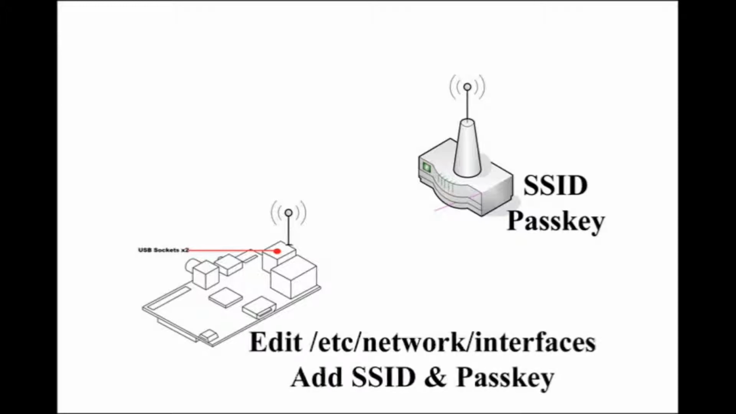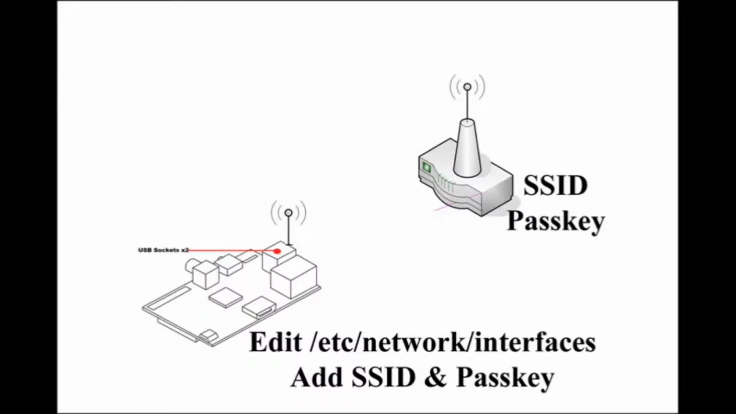Wi-Fi connection. A Wi-Fi dongle can be connected to the USB port on the Raspberry Pi in order to connect to Wi-Fi networks. In order to connect to a Wi-Fi router we need to adjust the network interfaces file and add in the wireless SSID and passkey.